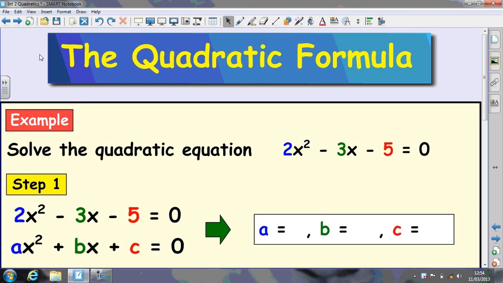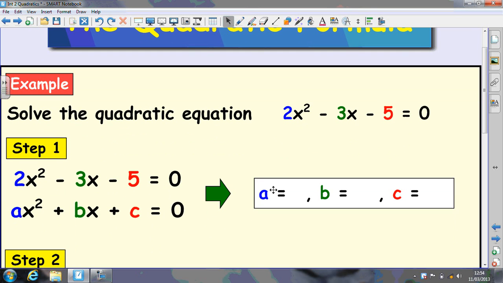This is the second example of the quadratic formula we're going to look at. In this example we have positive and negative values. So the first thing to do, as before, is to work out the values of a, b and c.